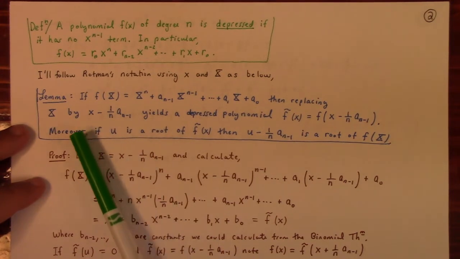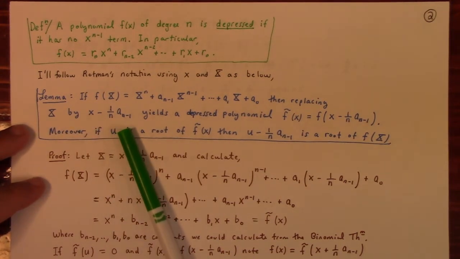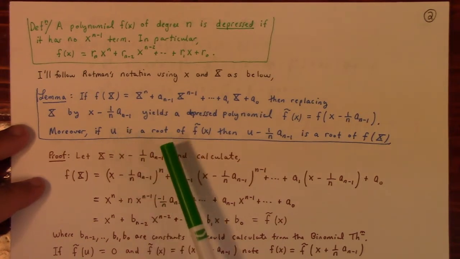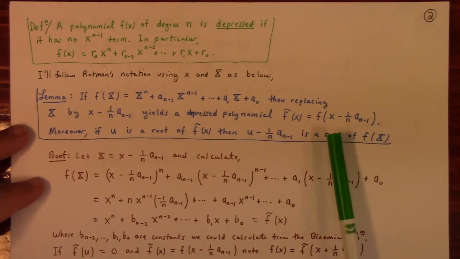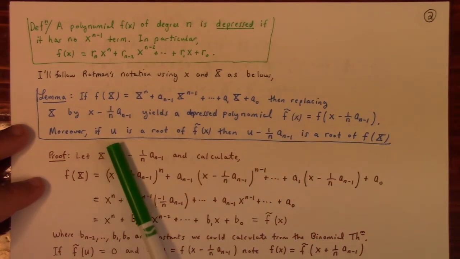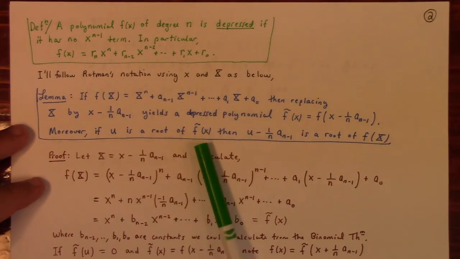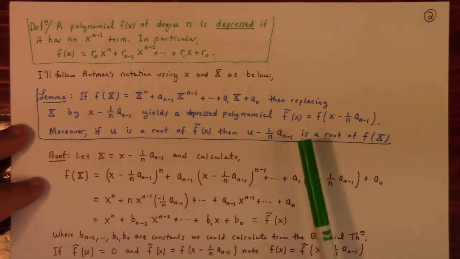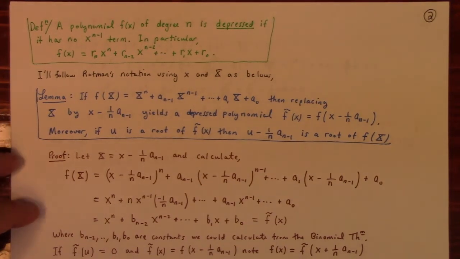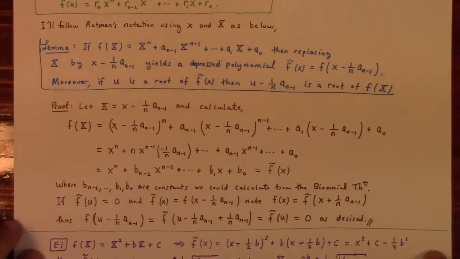If we replace big X with little x minus 1 over n times a sub n minus 1, that gets us a depressed polynomial. Let's call it f tilde of little x equal to that. And moreover, if u is a root of the depressed polynomial, then u minus 1 over n times a sub n minus 1 is a root of the original polynomial. So the proof is just a straightforward calculation. Let me scooch this up a bit here so you can see it.